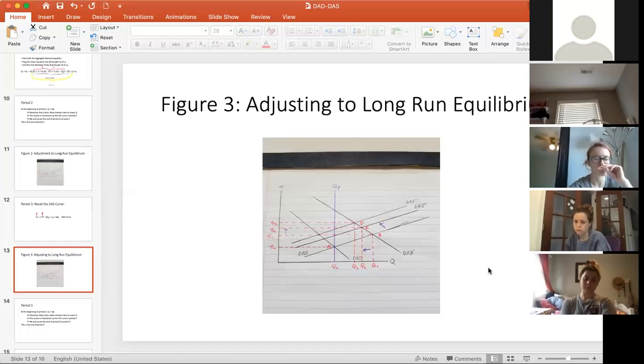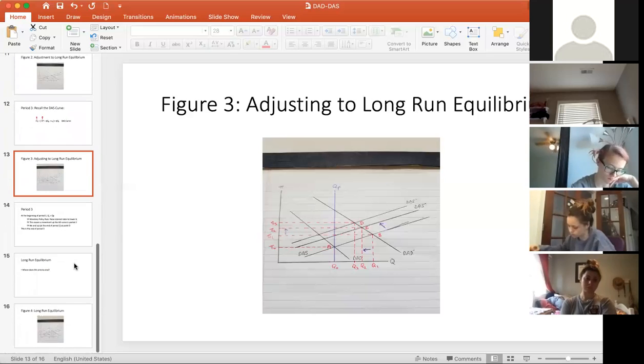Is it just going to keep on shifting upward until DAS meets DAD at QP? Sorry. You're supposed to be confused. My next question was going to be, when does this end? Each additional shift is smaller and smaller until eventually we get to here.